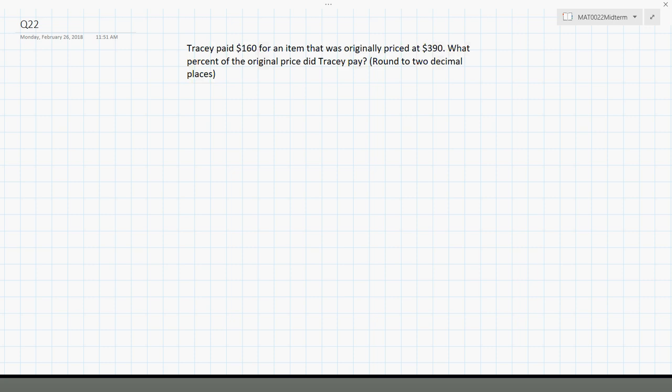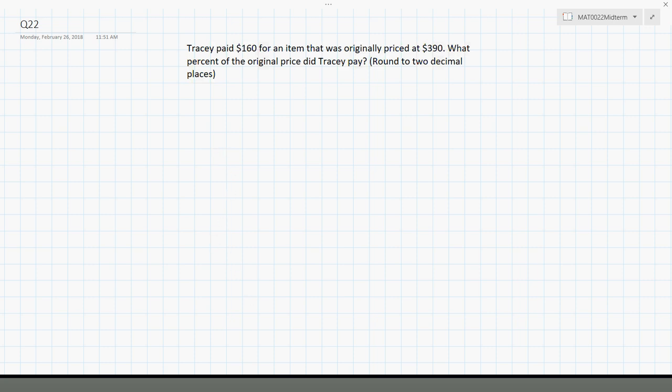22. Tracy paid $160 for an item that was originally priced at $390. What is the percent of the original price that Tracy paid? Okay. $160 to decimal multiplied by 390? How about divide 390 from 160? That would give me the percent which is left. Because we're not looking for the percent it moved down. We're looking for the actual percentage of the original.